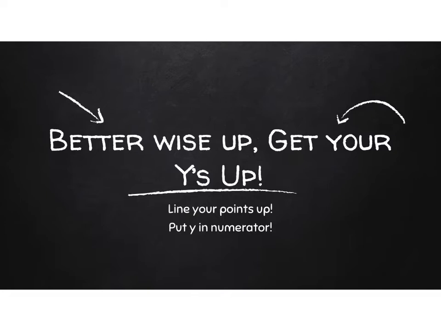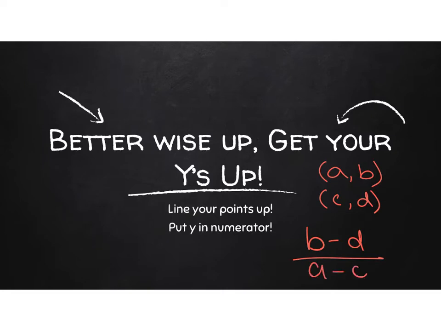"Get your y's up" is one way that kids in the past have remembered that their y's go on top. You want to make sure that you're lining your points up. So if I have points A, B and C, D, I want to make sure that I'm doing B minus D over A minus C, because A and B came from the same ordered pair, and C and D came from the same ordered pair.